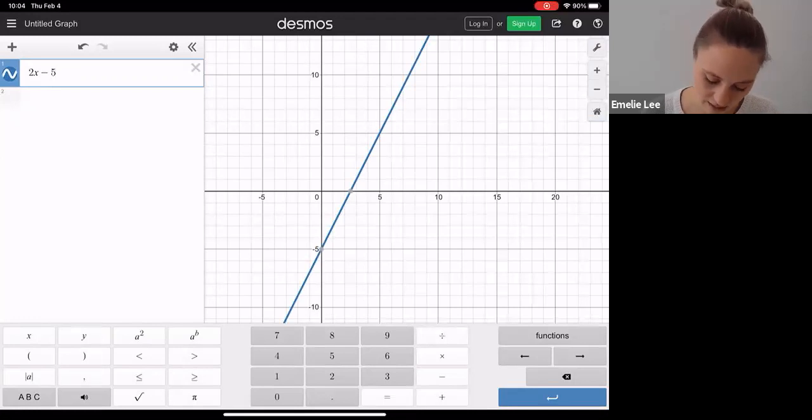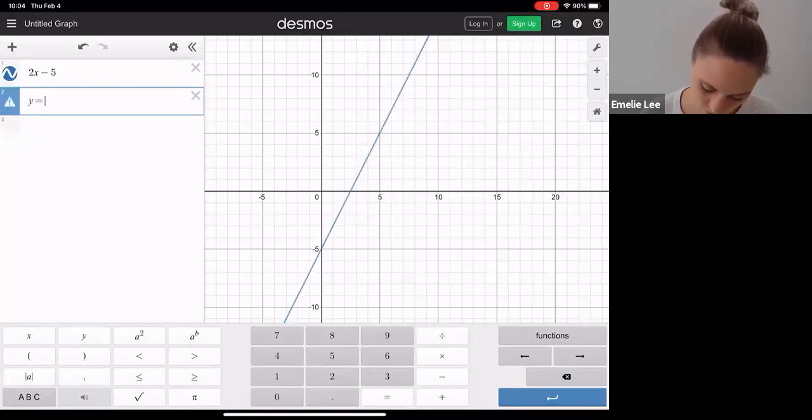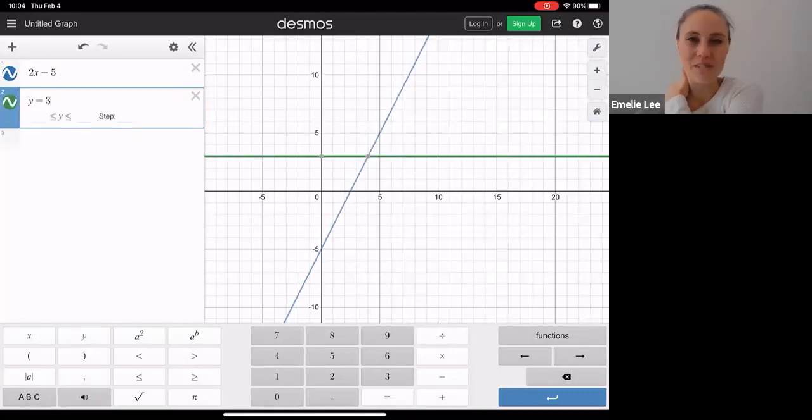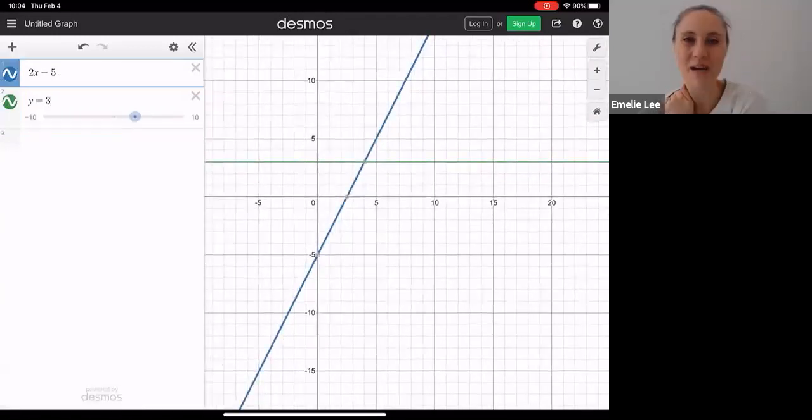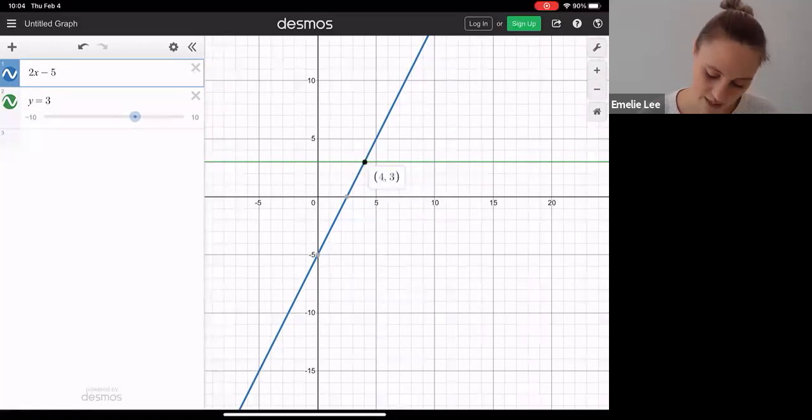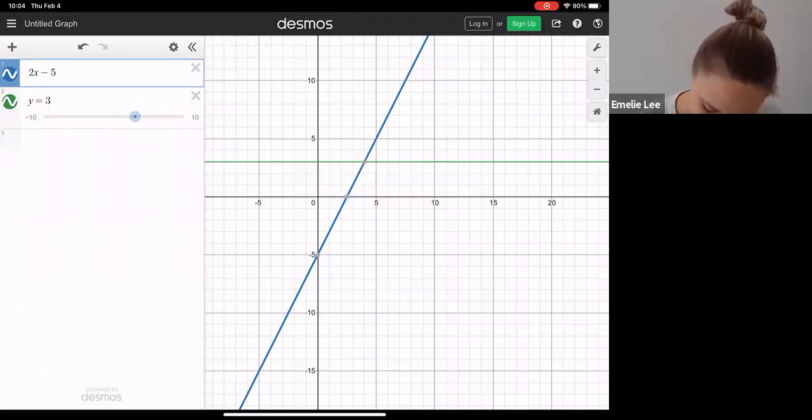So really what we're doing, if we take away this inequality here, is we draw another line at y equals 3. The blue one is my line, 2x minus 5. And my inequality says I wanted all the values of x where it's greater than y equals 3. And so all these values of x to the right of 4 are going to apply. It's not letting me trace along here. There we go. All right, so from this point, that's where it's greater than 3.